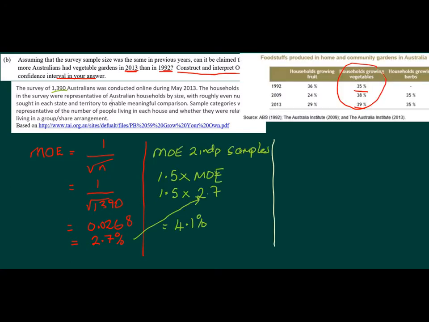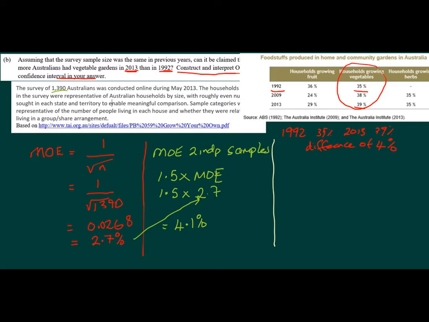So the next step we have to do is work out the difference between the two samples, and I could just put the table up here from the report, and we can see that in 1992 our percentage of households growing vegetables was 35%, okay, and in 2013 this had risen to 39%. So this has a difference of 4%. So with this 4%, we can create a confidence interval.